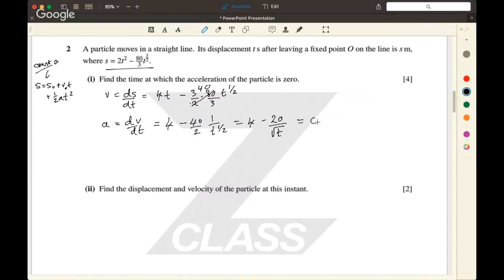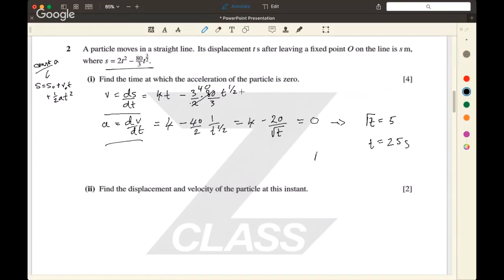Now we're saying that this is equal to 0, and you can see that you rearrange. You will get that square root of t is going to be equal to 5, so t is 25 seconds. Okay, nothing too hard there. They require you to know these two facts and then be able to differentiate a polynomial.